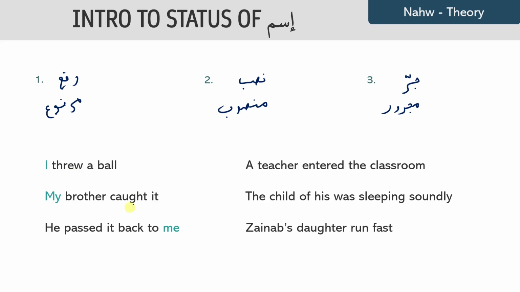If you have a look at this example in here, I threw a ball, my brother caught it, and he passed it back to me. The words I, my, and me, they mean the same thing. But even though they mean the same thing, they cannot be substituted with one another. Depending on the function of each, you can only use one of them. So if I'm going to be doing something, I have to say I threw a ball. You can't say my threw a ball. You can't even say me threw a ball. This doesn't make sense. This would be wrong in grammar.